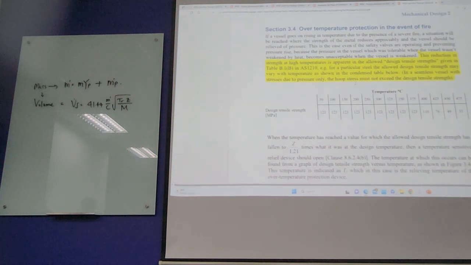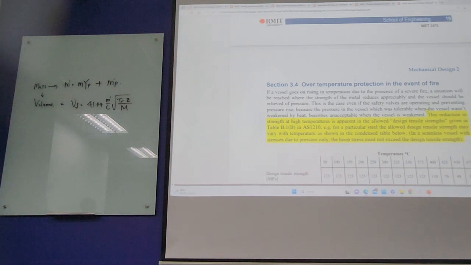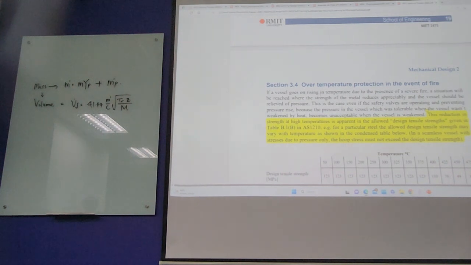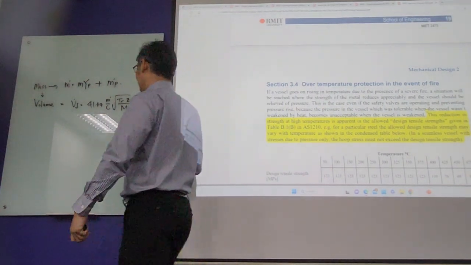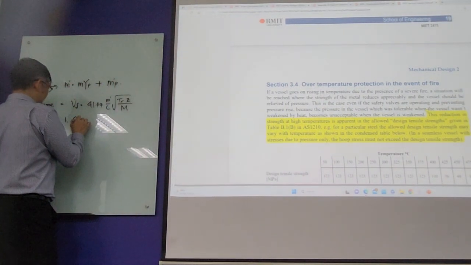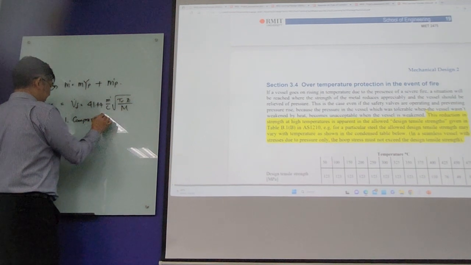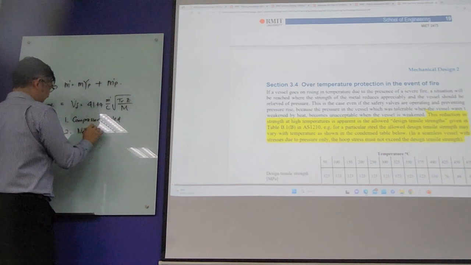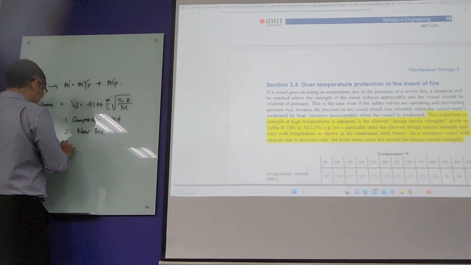But there is another scenario. The scenario just now was fire close to the air receiver. Then the last scenario here is over-temperature protection in the event of fire, meaning now the air receiver is actually caught by fire. So there are three scenarios. One is compressor failure. The second scenario is near fire. The third scenario is fire.